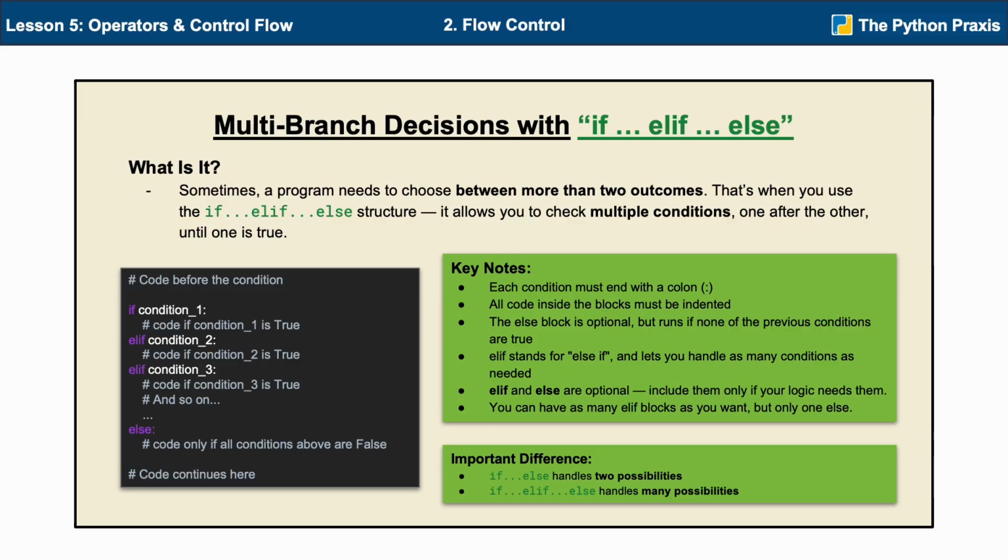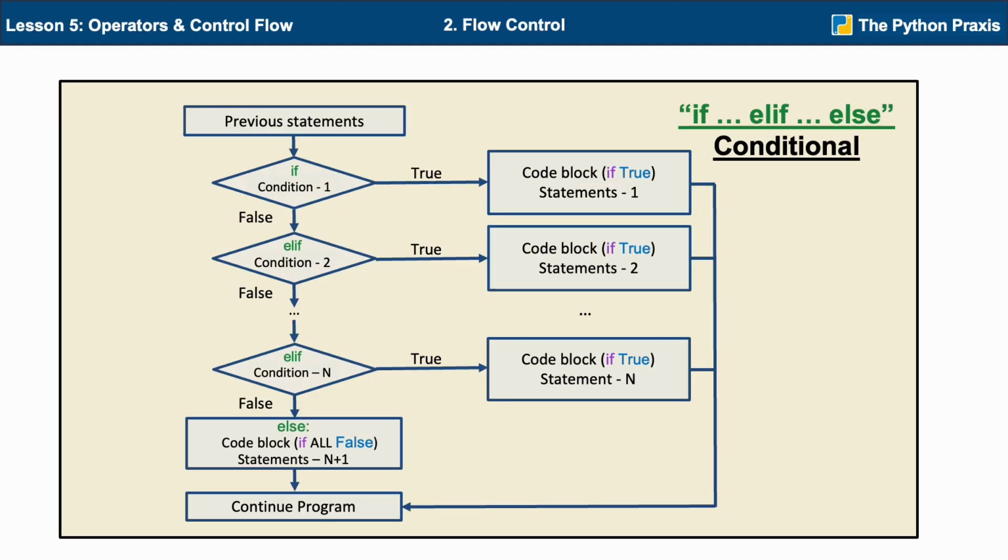You can have as many elif blocks as you want, but only one else. It is important to understand the difference. If-else handles 2 possibilities, while if-elif-else handles many possibilities. In this flow diagram, we see clearly the functionality of the if-elif-else conditional.